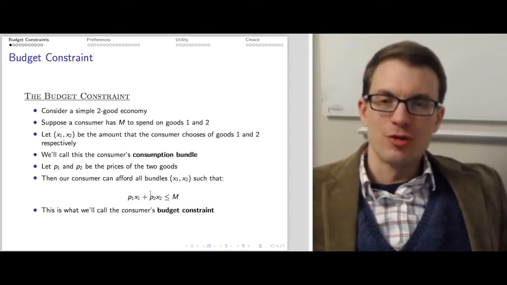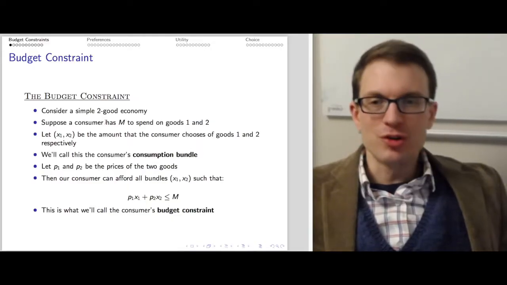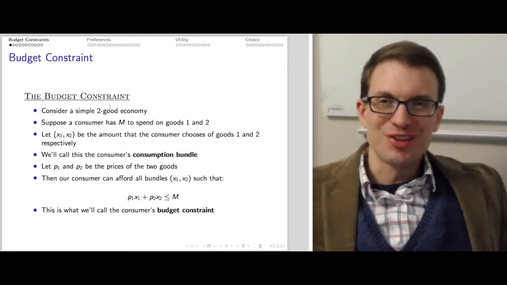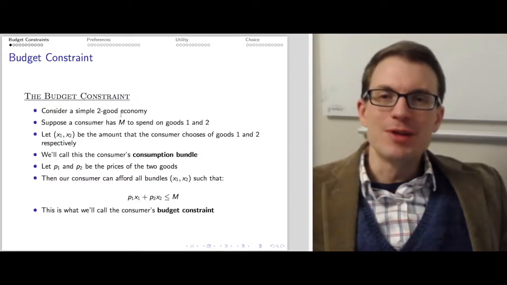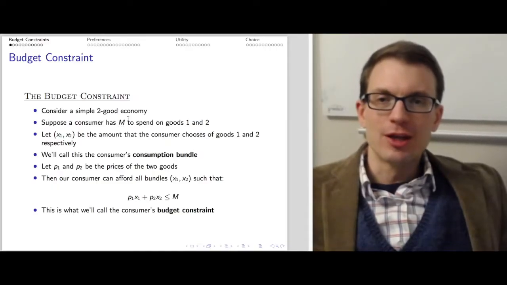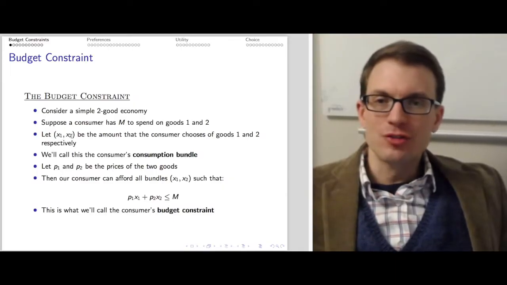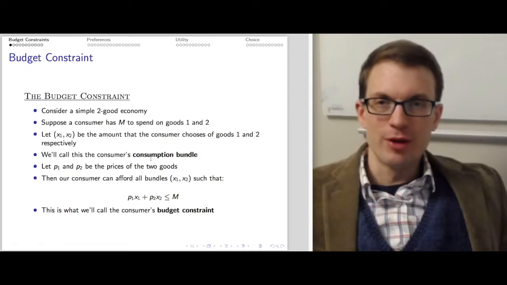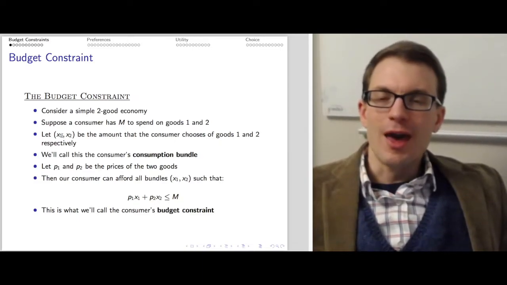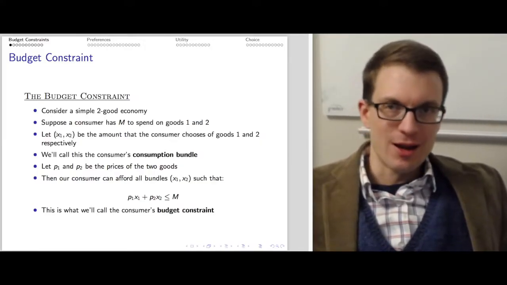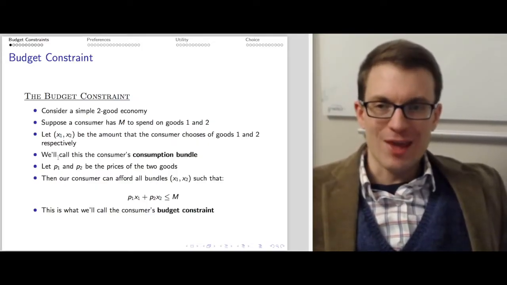This is the simplest version. You could make a similar budget constraint that's n-dimensional, but we don't need to worry about that. We're going to focus on a two-good economy. Suppose we have M dollars to spend. This is the income available to spend on two goods, good one and good two. We'll call X1 and X2 the amounts the consumer buys of good one and good two. This is the consumer's consumption bundle, or a prospective consumption bundle. An ordered pair X1, X2 is an amount of good one and an amount of good two.